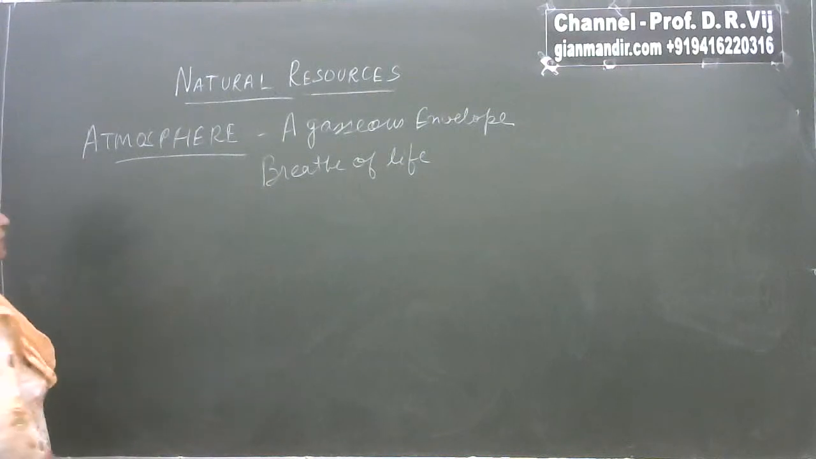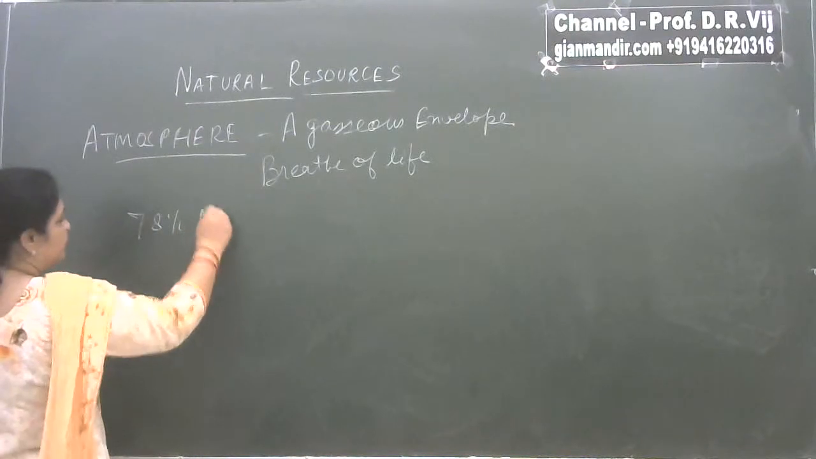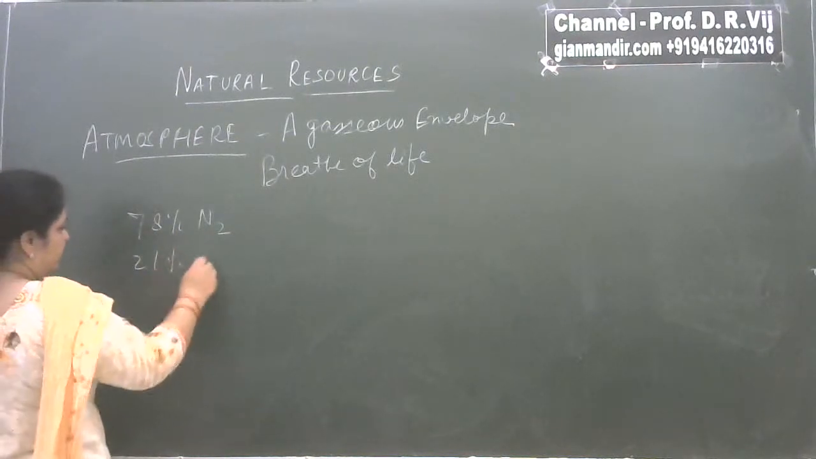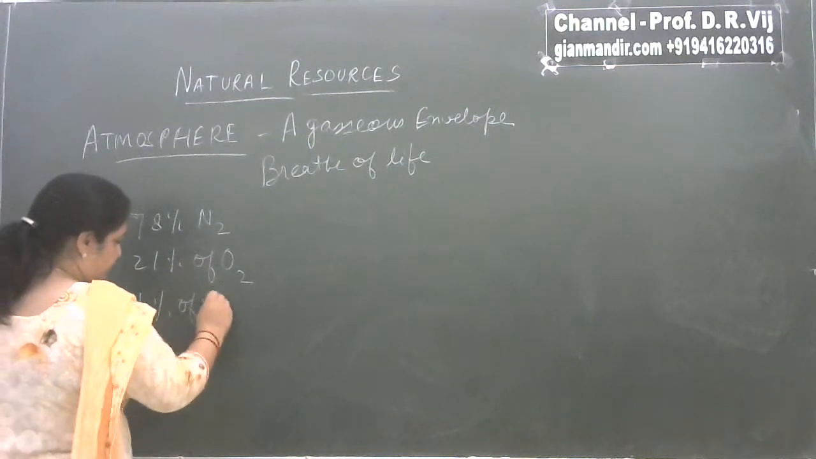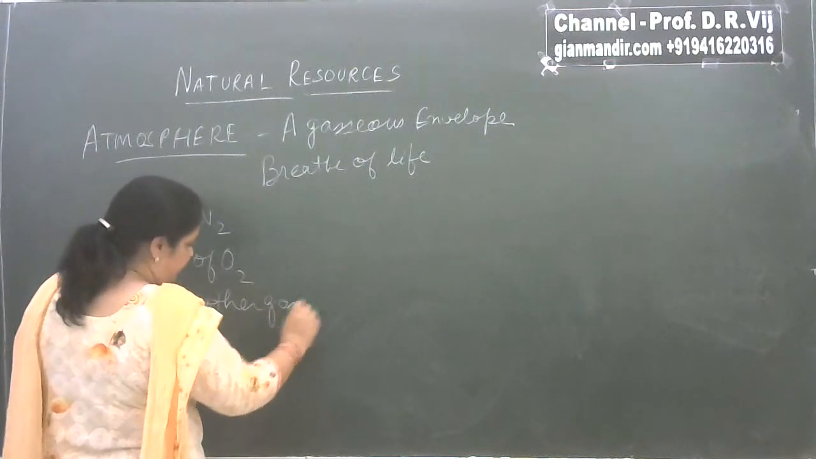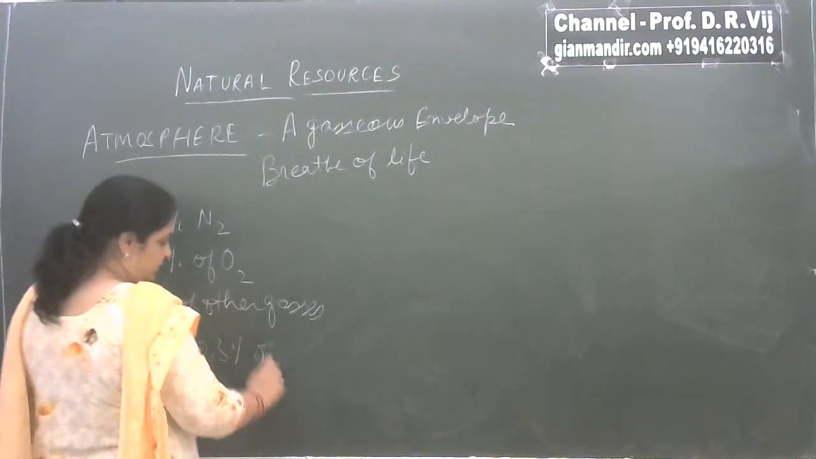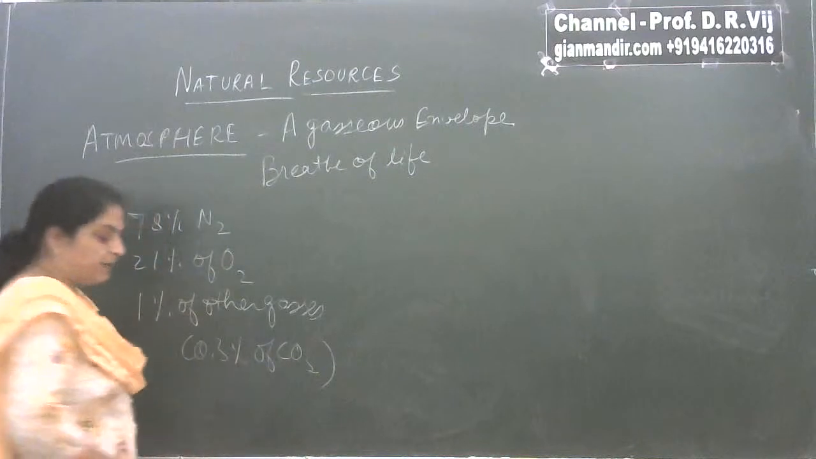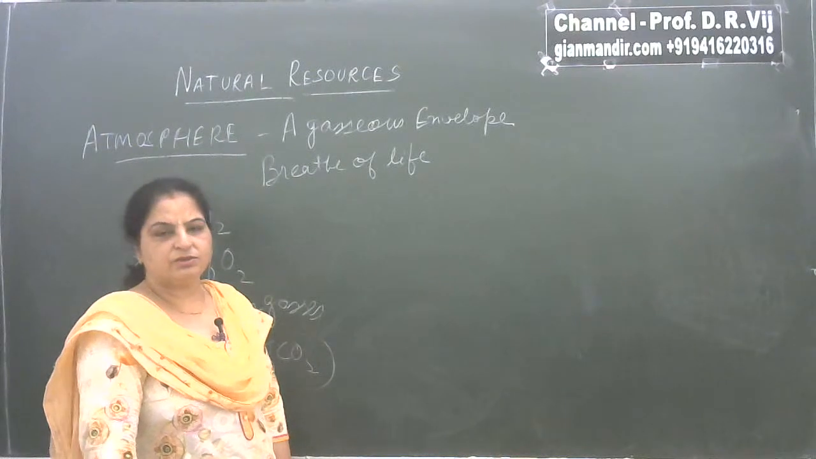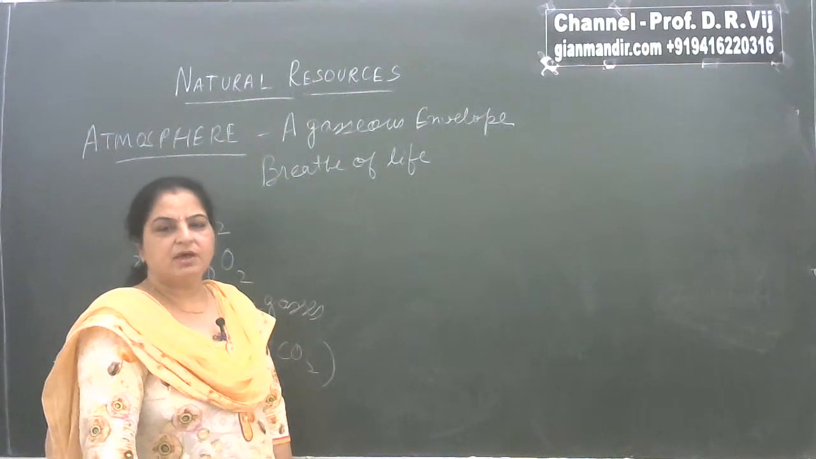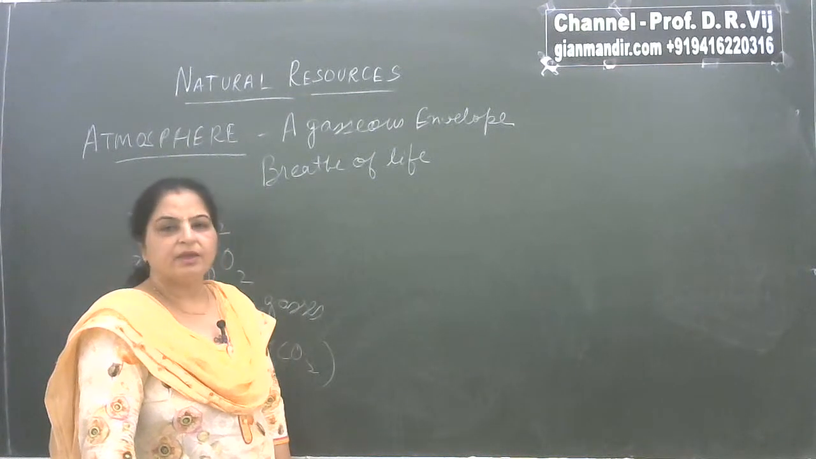If you look at the components of our atmosphere, it contains about 78% of nitrogen, 21% of oxygen, and 1% of other gases including carbon dioxide, etc. So in this 1%, around 0.3% is carbon dioxide, right? And it's very interesting that the composition of the Earth's atmosphere almost remains constant, especially when we talk about the amount of carbon dioxide in atmosphere.